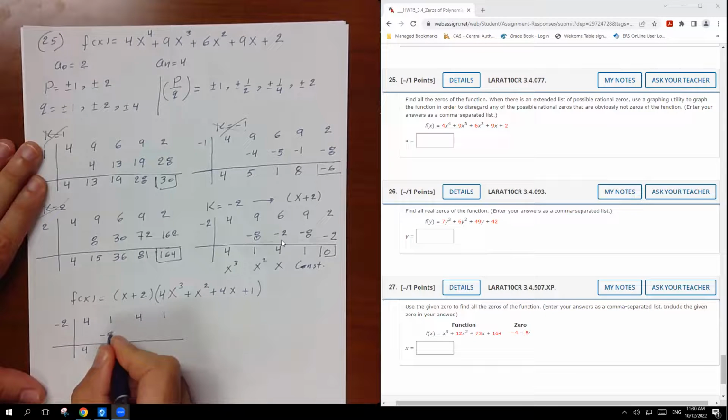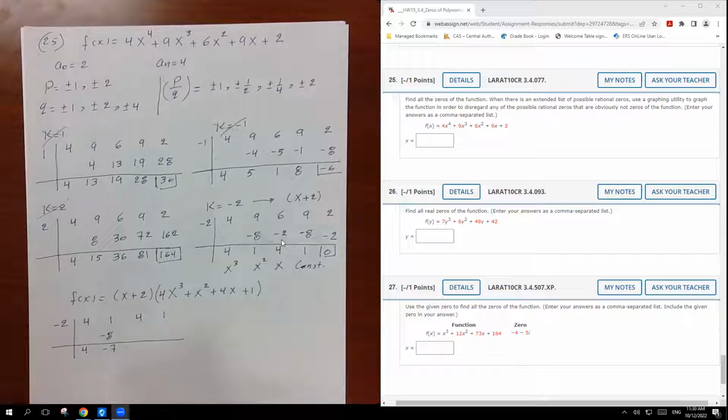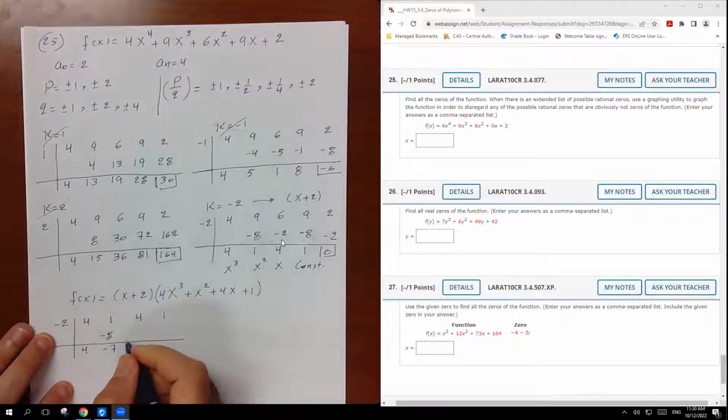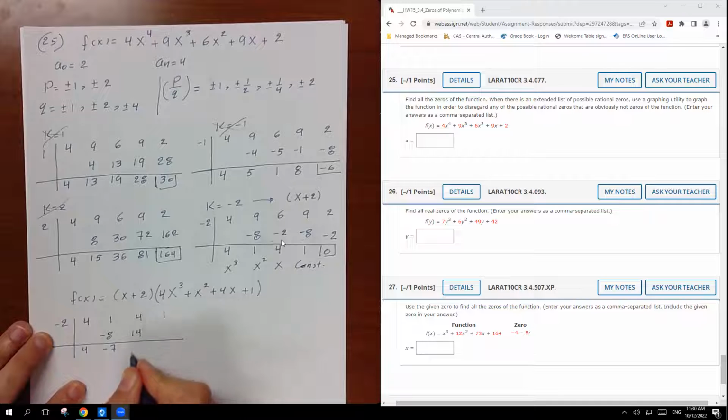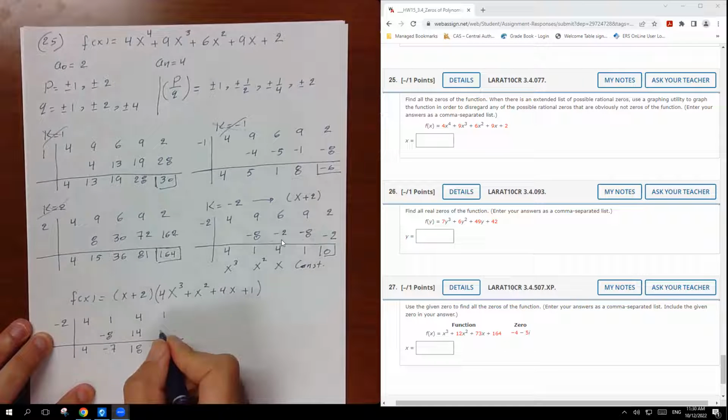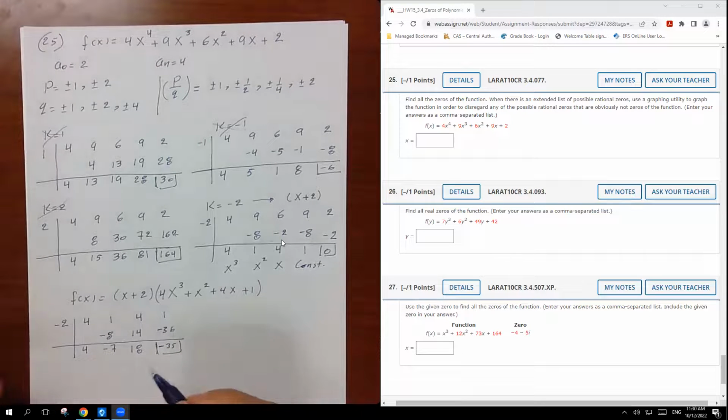So here is 4. Multiply here is going to be -8. It's going to be -7. Then multiply -2 times -7 is going to be 14. Add these together is going to be 18. Multiply here is going to be -2 times 18 is going to be -36. Add these together is going to be -35. This is not 0. That means it's not going to work. So we have to go back here and use the same b's but different zeros.